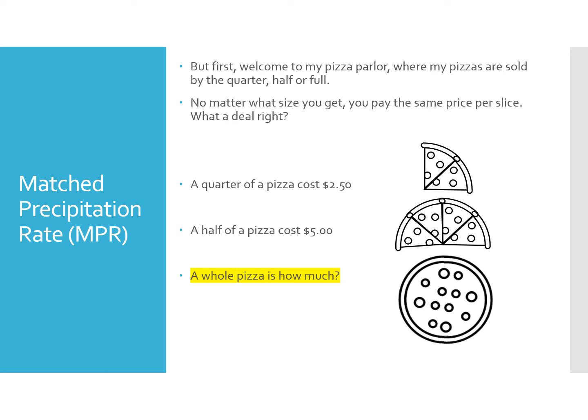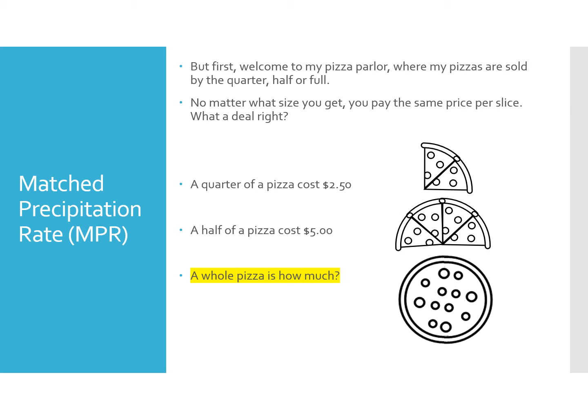Okay, so now we're going to talk about matched precipitation rate, but before we do, I want to welcome you to my pizza parlor, where my pizzas are sold by the quarter, half, or full pizza. So no matter what size you get of pizza, you pay the same price per slice. So that's a pretty good deal, right? Okay, so imagine here that you come to the pizza parlor and you buy a quarter of a pizza. That pizza costs $2.50. So then if you decide, no, I'd rather have a half a pizza, that pizza is going to cost you $5 because it's twice as big as this quarter pizza, right?